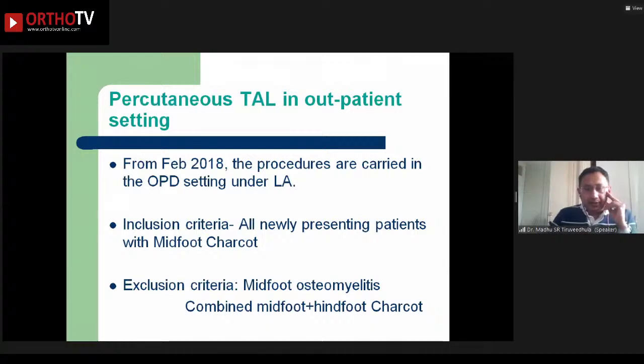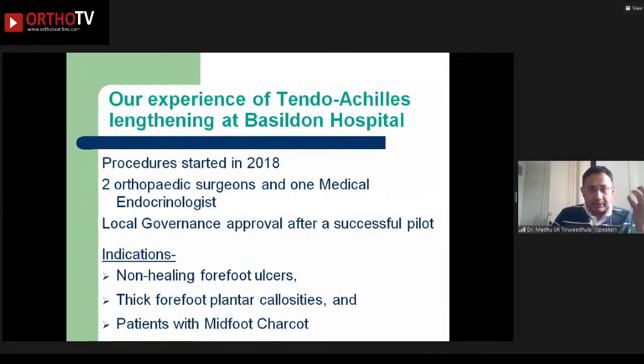We've been practicing tendo Achilles lengthening in the clinic since 2018. All these procedures are carried out under local anesthetic. We included all the patients who present to us with a midfoot Charcot deformity, but excluded patients who have obvious ulceration and osteomyelitis because they need surgical intervention, or when they have a combined hindfoot and midfoot Charcot deformity. The procedures are done by two orthopedic surgeons in the department and one medical endocrinologist. We got the approval from the hospital governance team for the procedure.